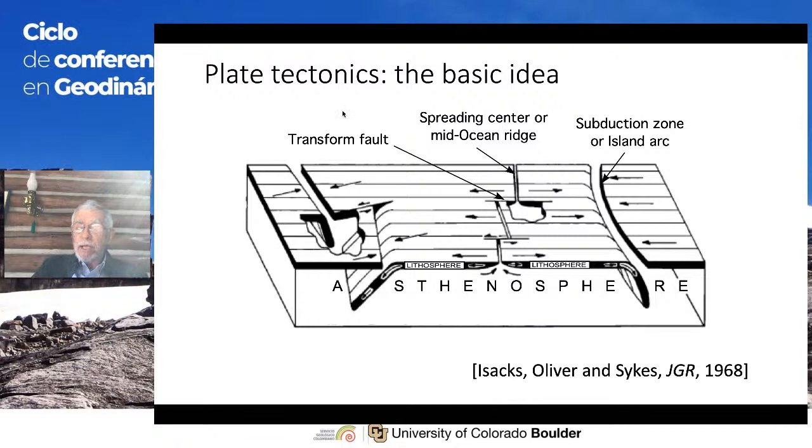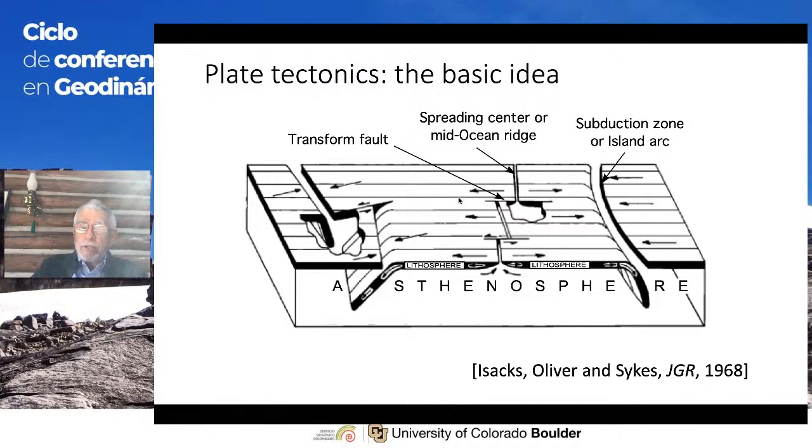So this is a classic image drawn by Isaacs, Oliver, and Sykes a long time ago, showing lithosphere over the asthenosphere. Lithosphere is strong, asthenosphere is weak, moving apart at mid-ocean ridges, moving past one another at transform faults, and then one plate thrusting under another where the convergence is asymmetric, symmetric at the ridges, asymmetric at trenches. And I'll cover these three aspects plus rigid plates, I hope, today or by the time I'm finished.